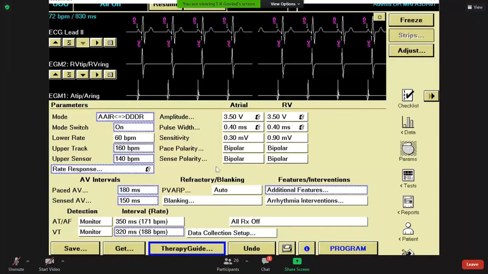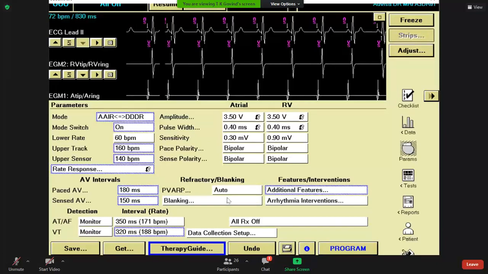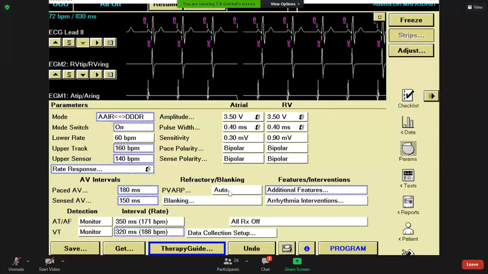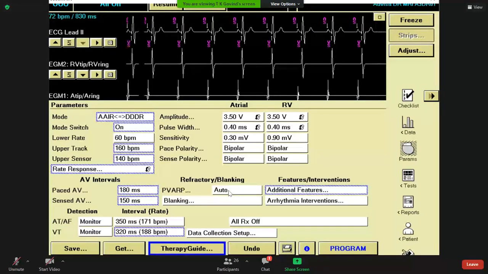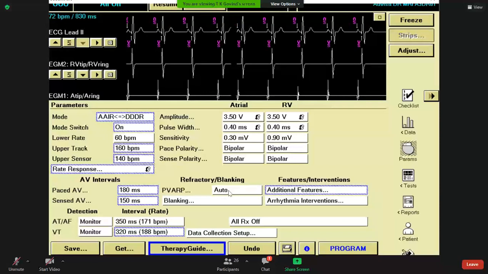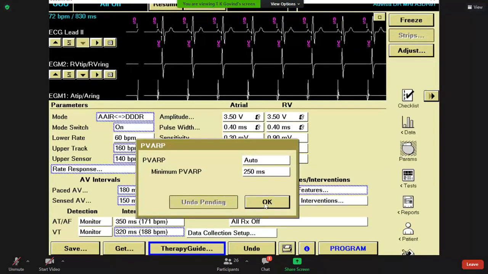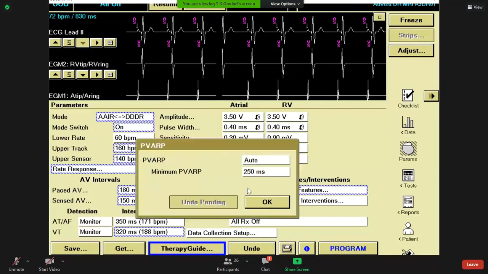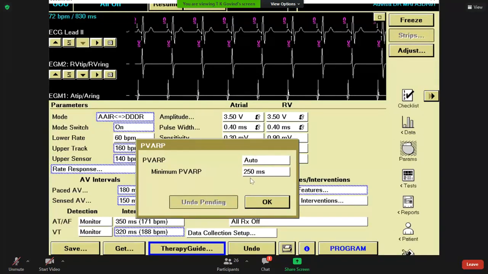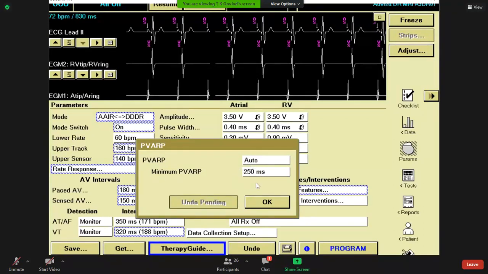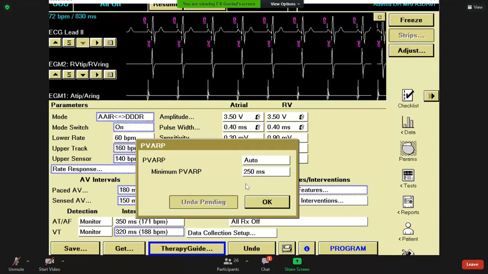I'm sure all of you would have observed that in the current pacemakers, all pacemakers do have the automatically adjusting PVARP, which means that you don't need to actually bother about whether the patient has a retrograde conduction or not. So when we say auto PVARP, I click that auto button. When I click the auto button, you get this window. In this window, yes, we are in an auto mode. And then you have to program the minimum PVARP, in this case 250 millisecond, which is good enough.